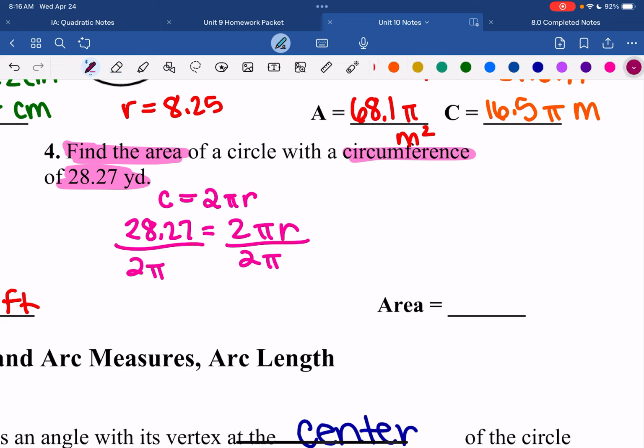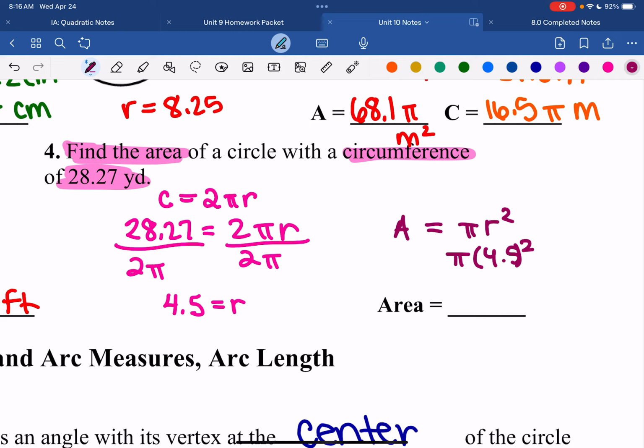So I got 4.499, so I'm going to do 4.5 is equal to my r. Now my area is pi r squared, so pi 4.5 squared. So we'd say 20.25 pi yards squared, or you can multiply that out.